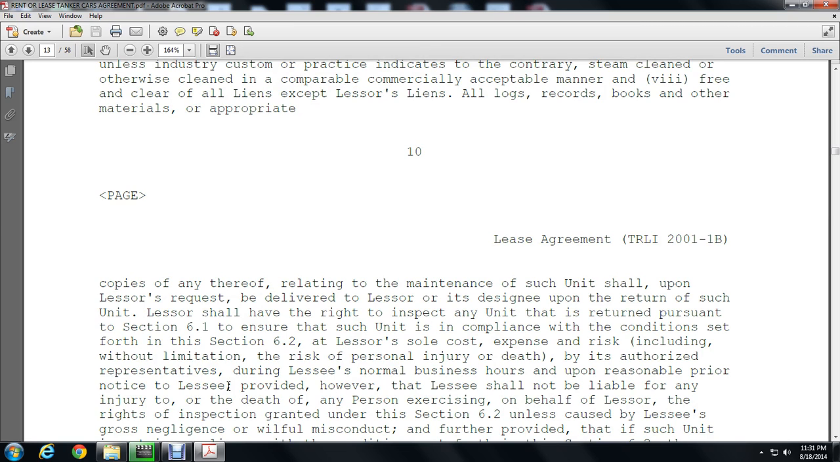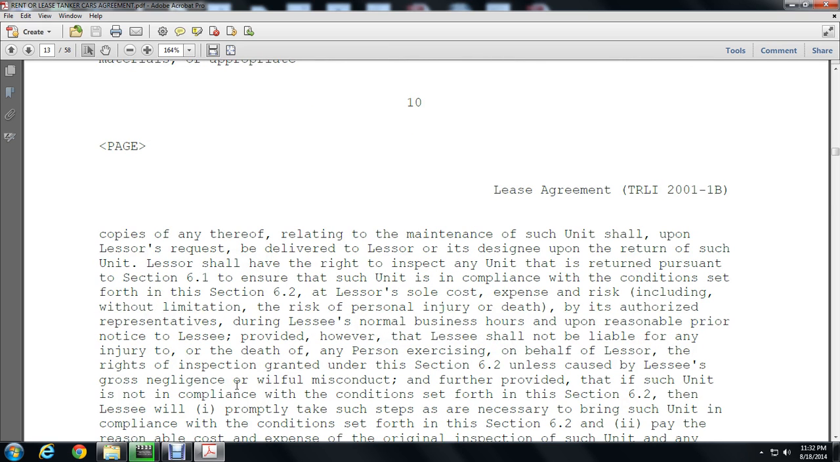The lessor shall have the right to inspect any unit returned pursuant to Section 6.1 to ensure that such unit is in compliance with the conditions set forth in Section 6.2, at the lessor's cost, expense, and risk, including without limitation the risk of personal injury and death, through its authorized representative during the lessor's normal business hours upon reasonable prior notice to the lessee, provided, however, that the lessee shall not be liable for any injury or death of any person exercising on behalf of the lessor the rights of inspection granted under Section 6.2 unless caused by the lessee's gross negligence or willful misconduct.